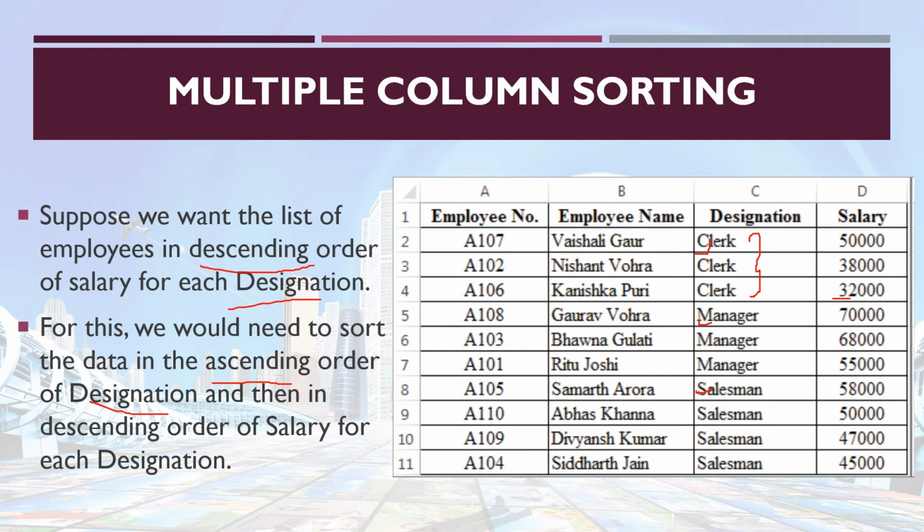the salary. See, highest for clerk section, you see this is the highest salary and this is the lowest salary, right? So for manager section, this is the highest salary and this is the lowest. So similarly for salesman also we can see the highest and lowest salary, right?